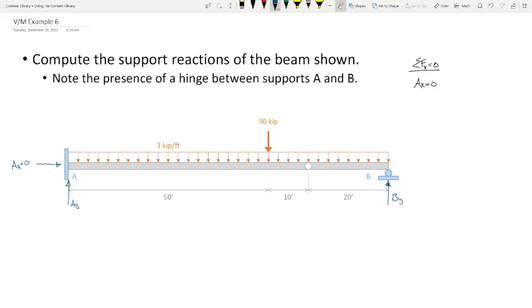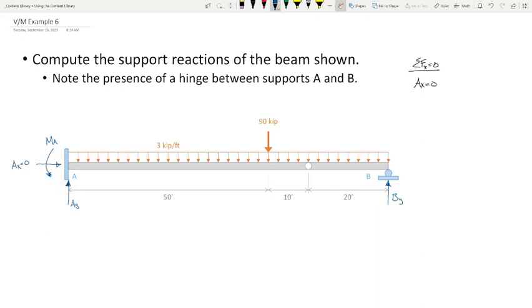So there are 3 reactions here: vertical, horizontal, and we're going to have a moment reaction here as well. So which way do you want me to assume, clockwise or counterclockwise? You tell me. Counterclockwise. Okay, counterclockwise. And remember, if we get a negative answer, it just means that our assumption was incorrect. It doesn't mean that we did anything wrong, it just means the reaction's going the other way.